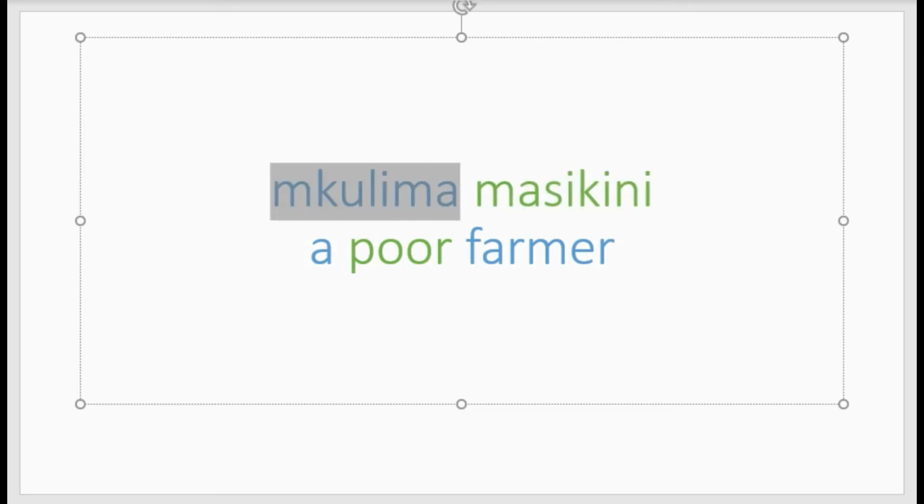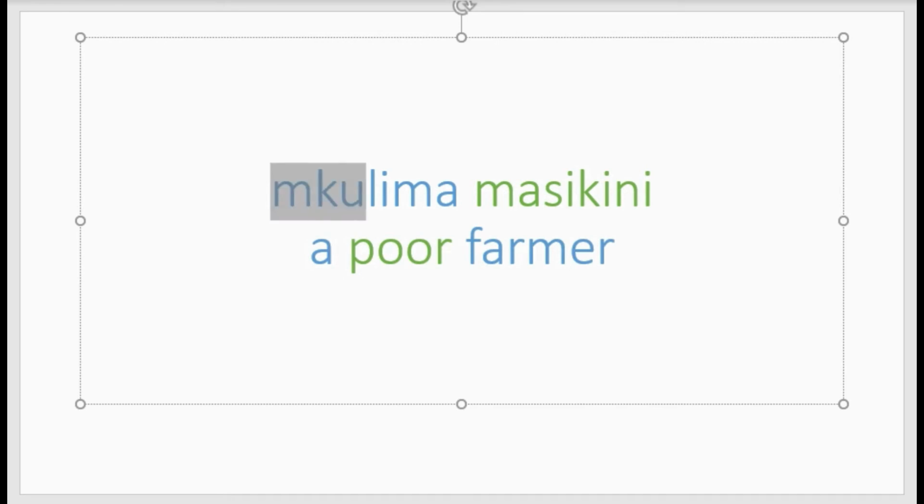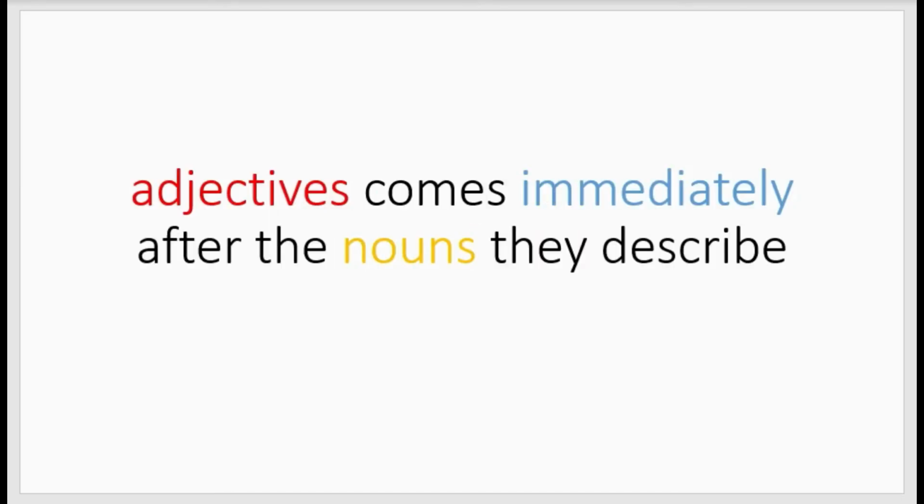Now you can see in Swahili the word order is different from English. The adjective comes before the noun they describe in English. But in Swahili, the adjective comes after the noun they describe, okay? Adjectives come immediately after the nouns they describe.